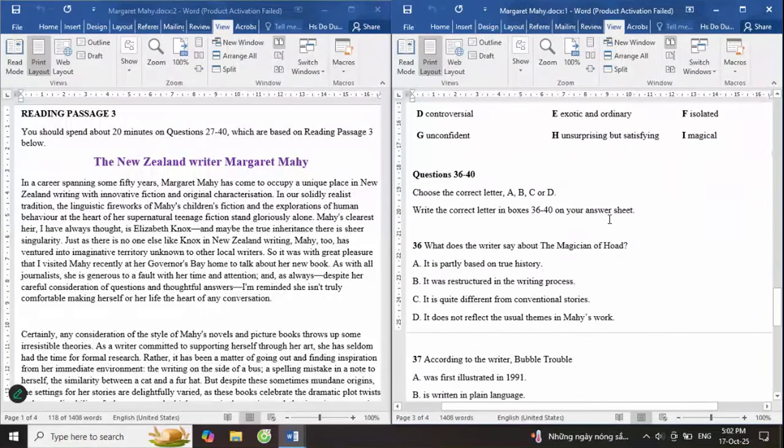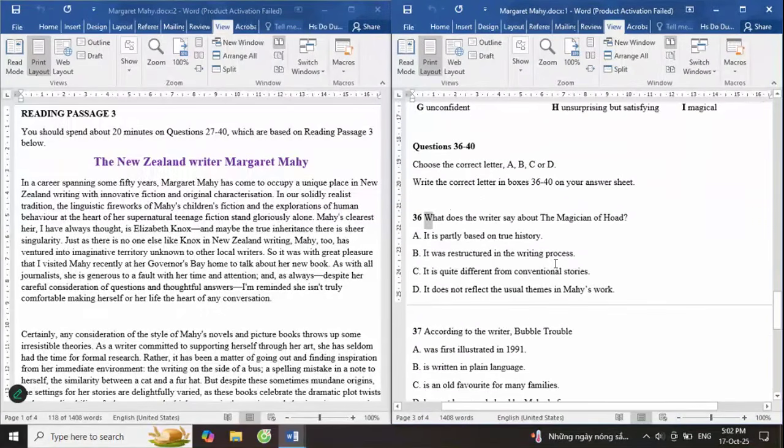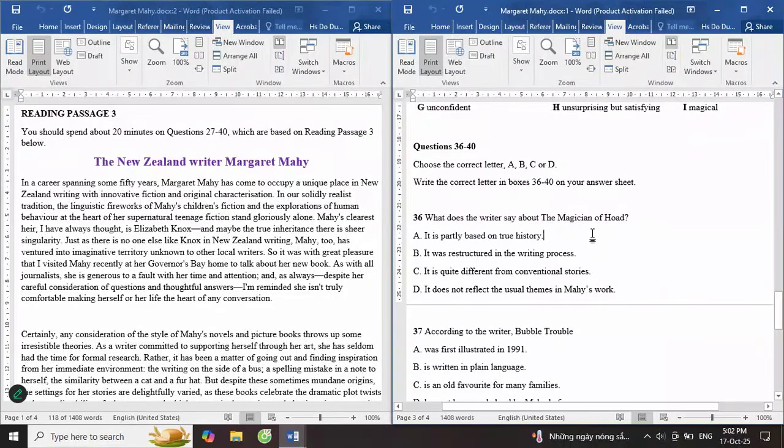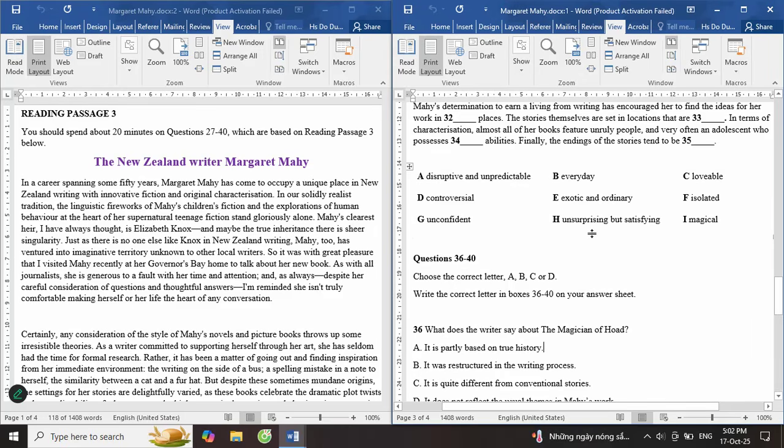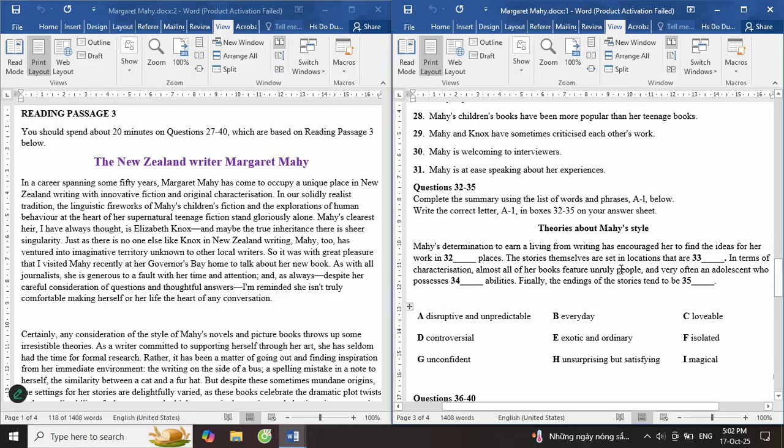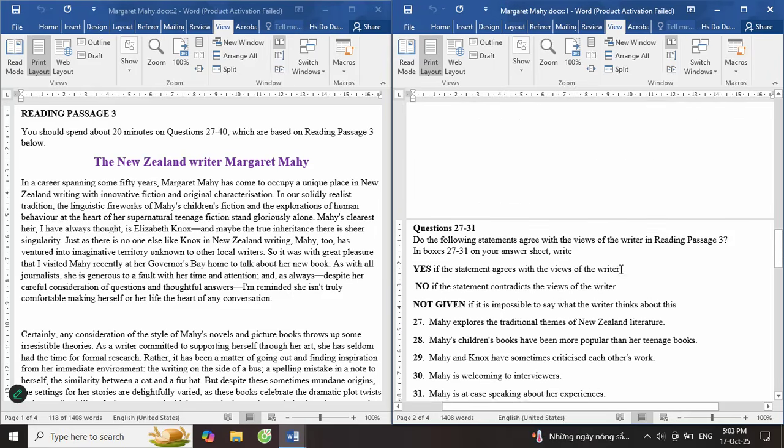The last one is multiple choice. Multiple choice is a basic type of question, and we often work with these in other fields. So I will not explain more. Now let's start.